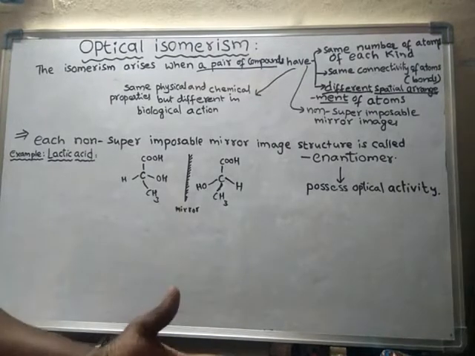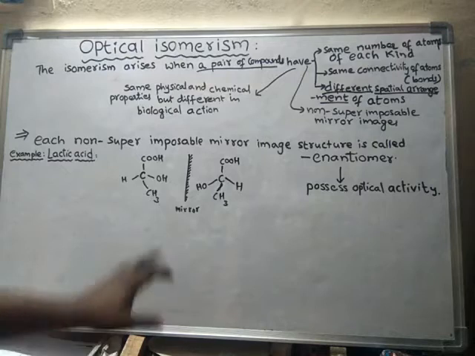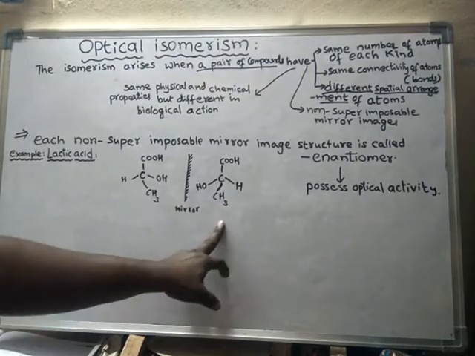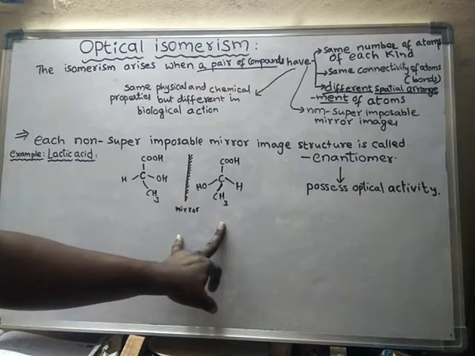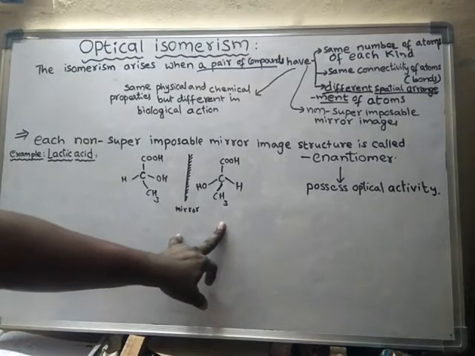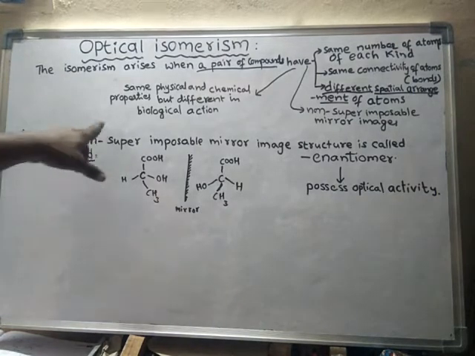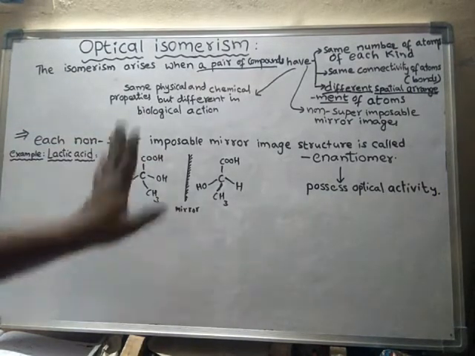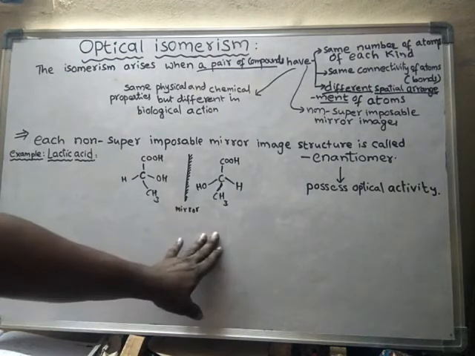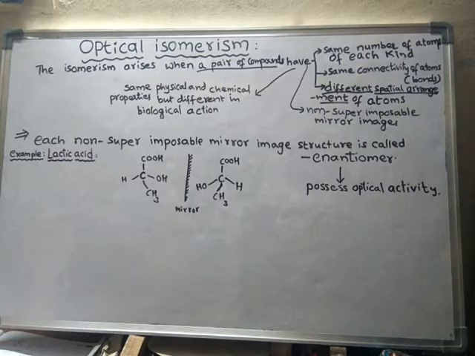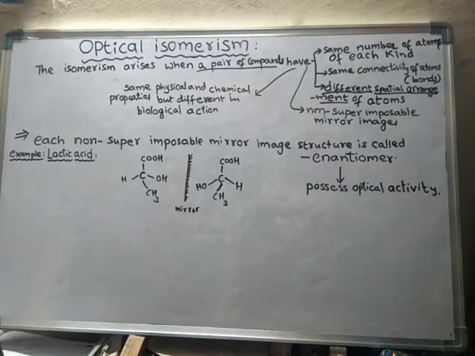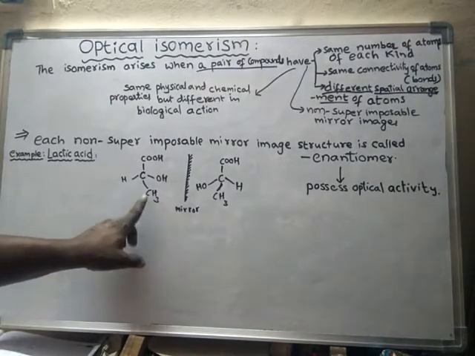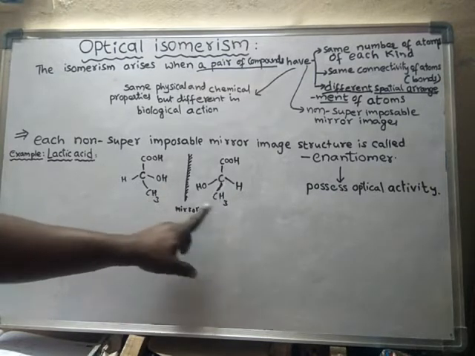Whatever the closeness of the properties among the different compounds, the difficulty in separation of those compounds from each other will be that much. Here optical isomers possess same physical and chemical properties, but they differ in their biological action. So the biological action of this one is different from the biological action of this one.